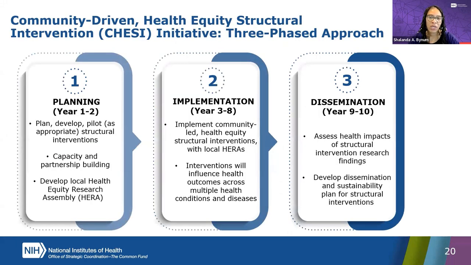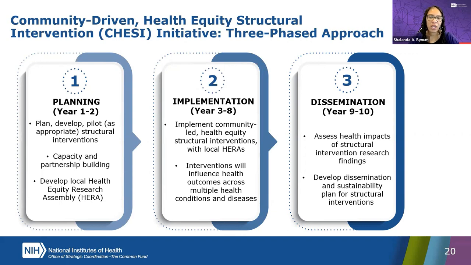A three-phased approach will be used to guide the conduct of the structural interventions. The first 2 years, that is phase one of the program, will involve intervention planning, and the planning phase will include developing and piloting as appropriate the structural interventions, building research capacity, forging partnerships, and developing a local health equity research assembly, or HERA for short, to provide more local level research facilitation and sustainability support. The project's local HERAs could include agencies such as regional federal agency representatives from Housing and Urban Development, the Substance Use and Mental Health Services Administration, Indian Health Service, non-governmental partners, policymakers, community organizations, nonprofit organizations, foundations, public and private sector organizations, and local healthcare organizations.